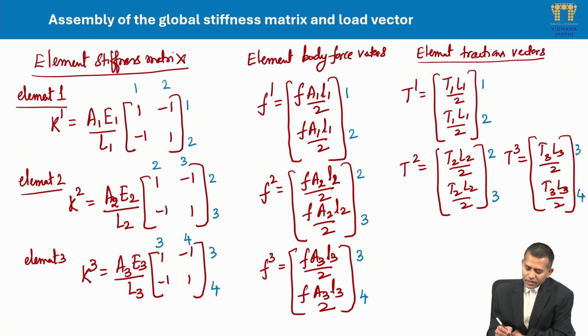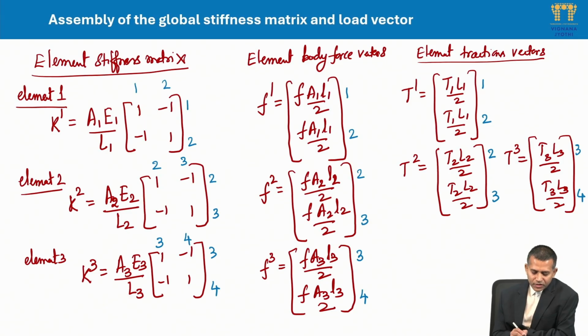So that means this body force will go to node 1, this to node 2 in the first element. Similarly, in the second element, this body force will go to node 2 and this to node 3. In the same manner, the other values also will be shifted this way.